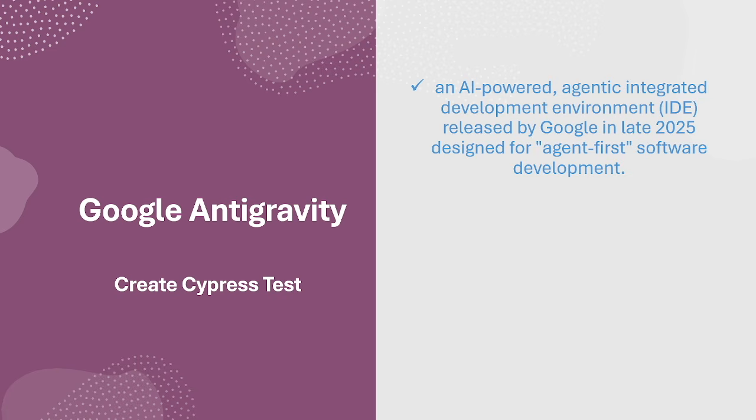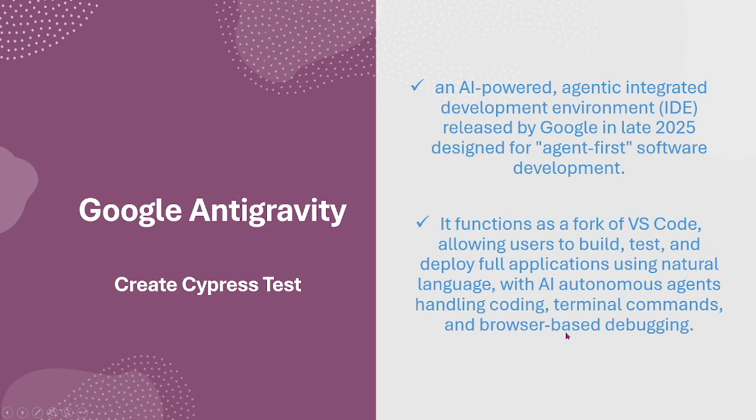An AI-powered agentic integrated development environment, or IDE, released by Google in late 2025, designed for agent-first software development. It functions as a fork of VS Code, allowing users to build, test, and deploy full applications using natural language, with AI autonomous agents handling coding, terminal commands, and browser-based debugging.